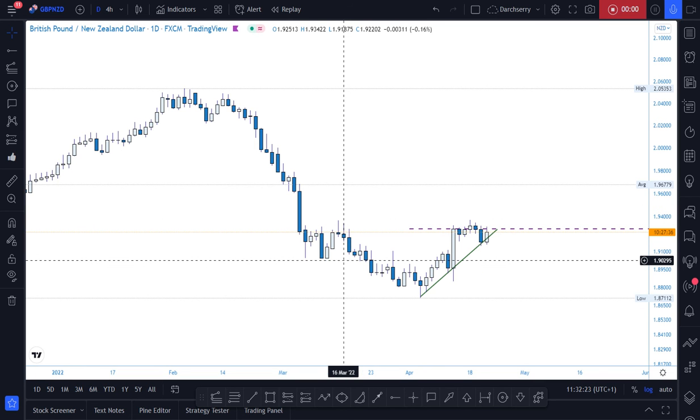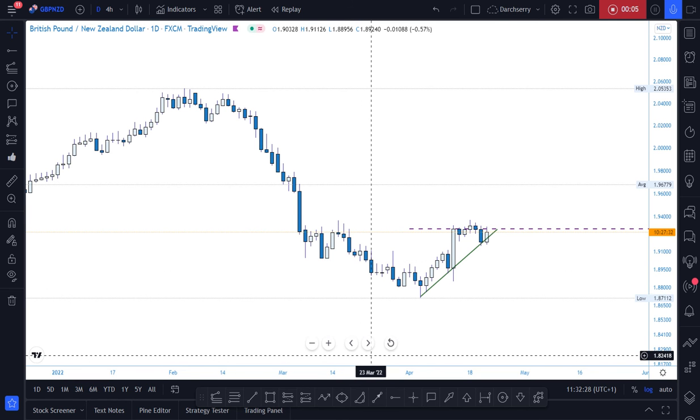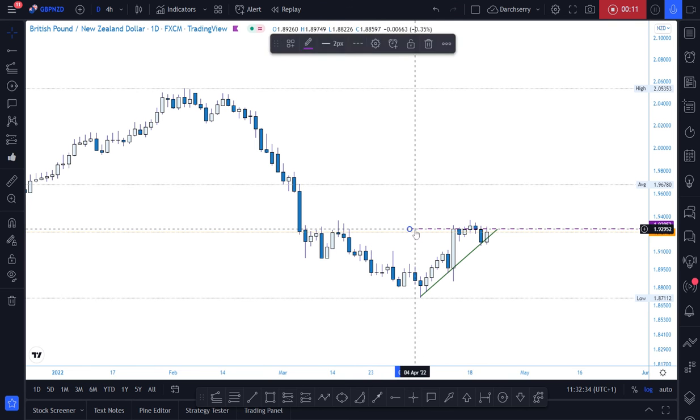Good morning, everyone. A quick scenario here on GBP New Zealand where I think a reversal setup is building up at the moment.